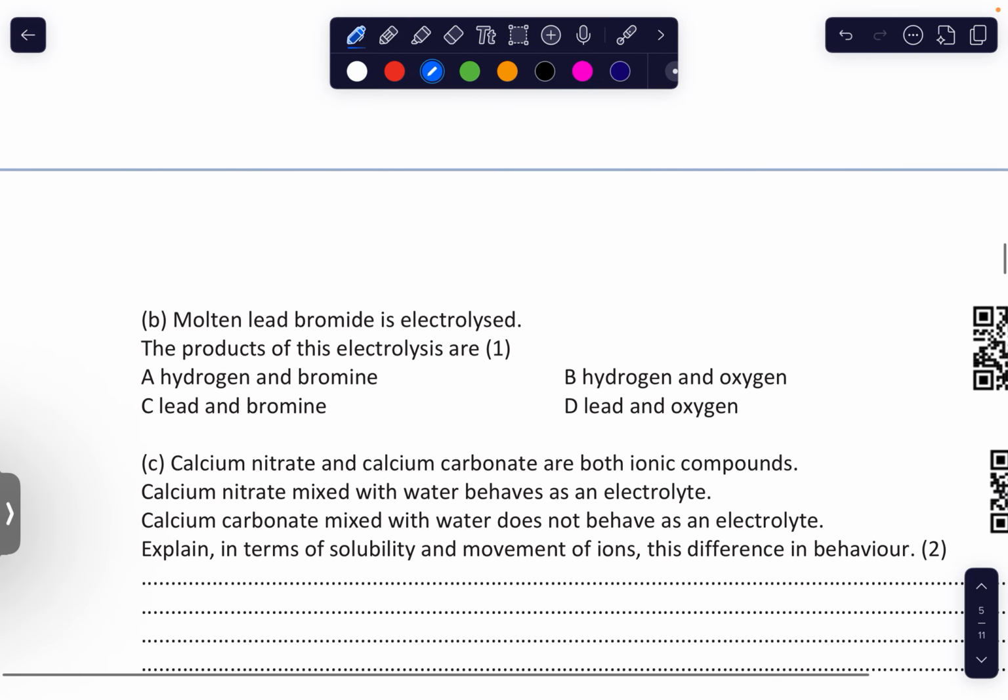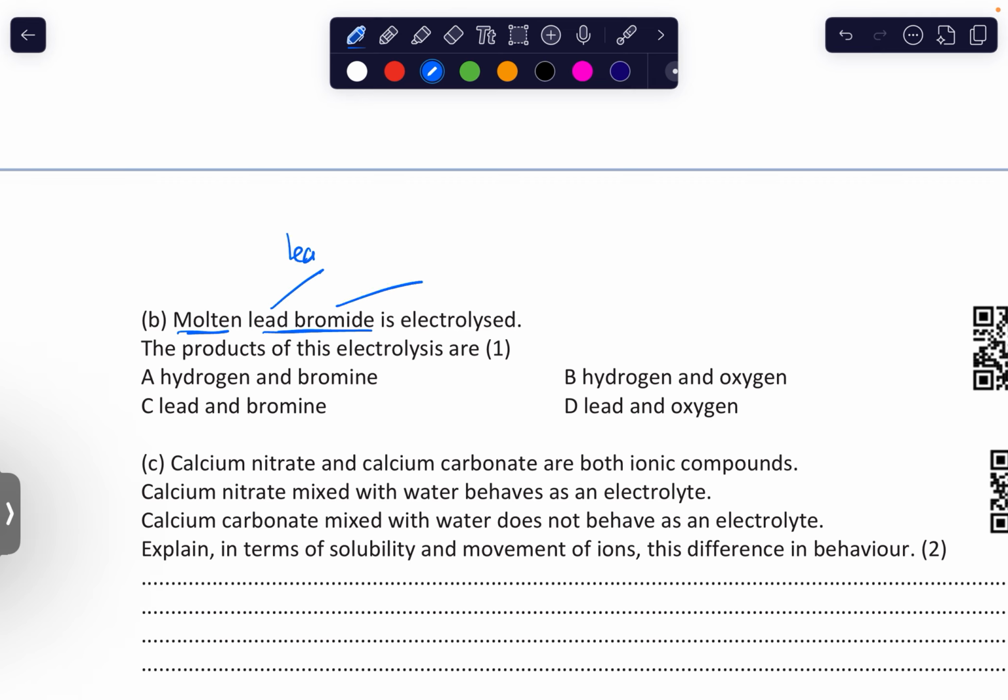Okay, molten lead bromide is electrolyzed. What are the products? So because it's molten and it's just lead bromide, we would just separate those 2 out into lead, and then the other element that you'll get is bromine. So we're looking for lead and bromine, which is option C.